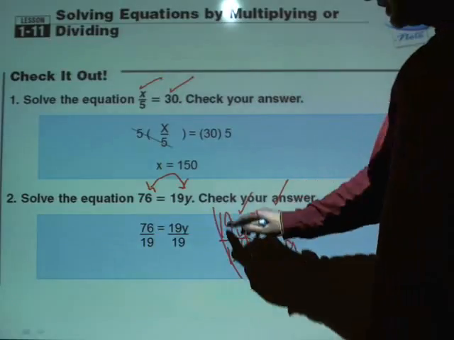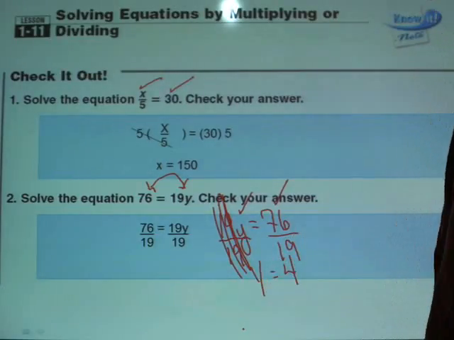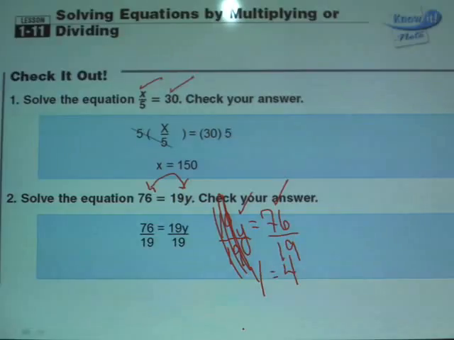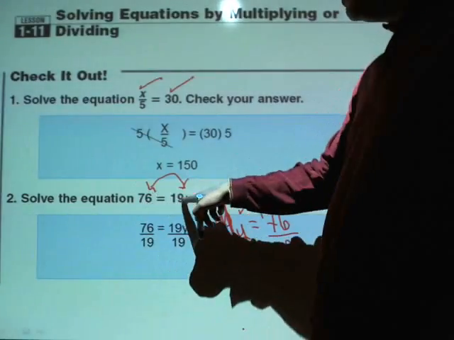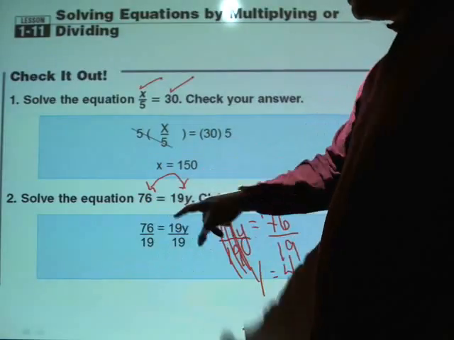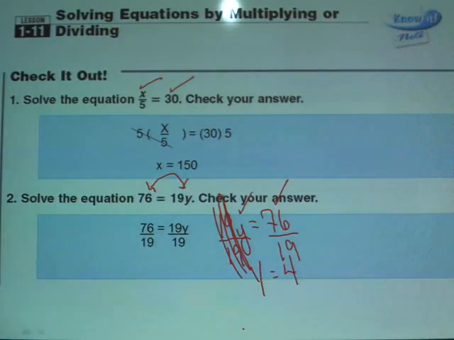Over here, the 19s cancel each other out and just leaves me my variable. Again, that's always our objective, to get that variable by itself on the left side. We can check it. 19 times 4 is 76. Since both sides say 76, both sides are the same, that means the equation checks and we've solved this correctly.